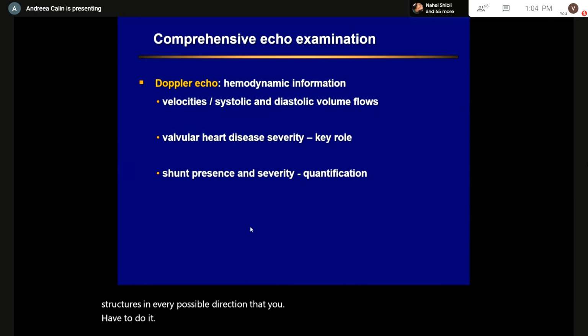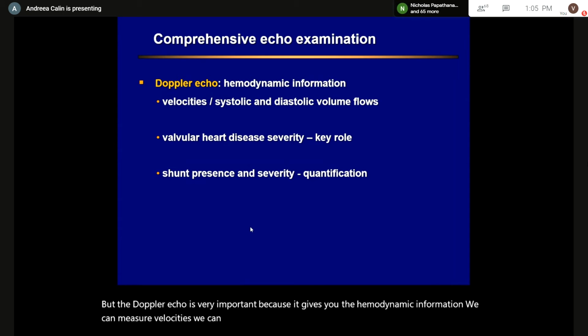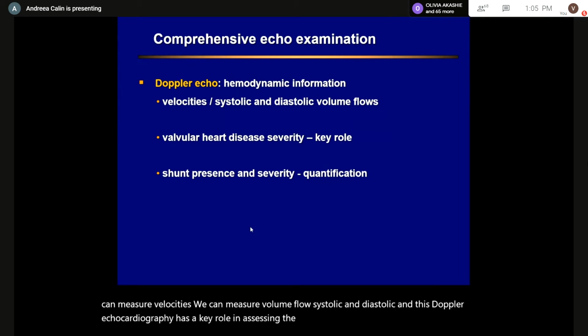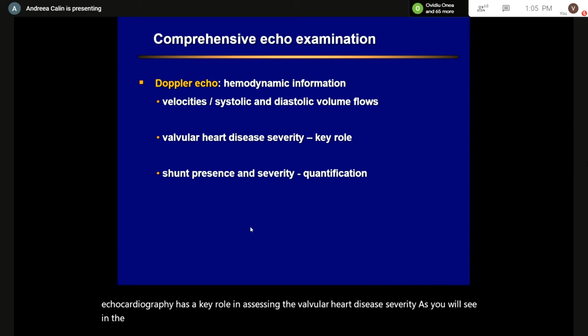But the Doppler echo is very important because it gives you the hemodynamic information. We can measure velocities, we can measure volume flow, systolic and diastolic, and this Doppler echocardiography has a key role in assessing the valvular heart disease severity, as you will see in the courses afterwards. And it also detects the presence of shunts and the severity of those shunts.